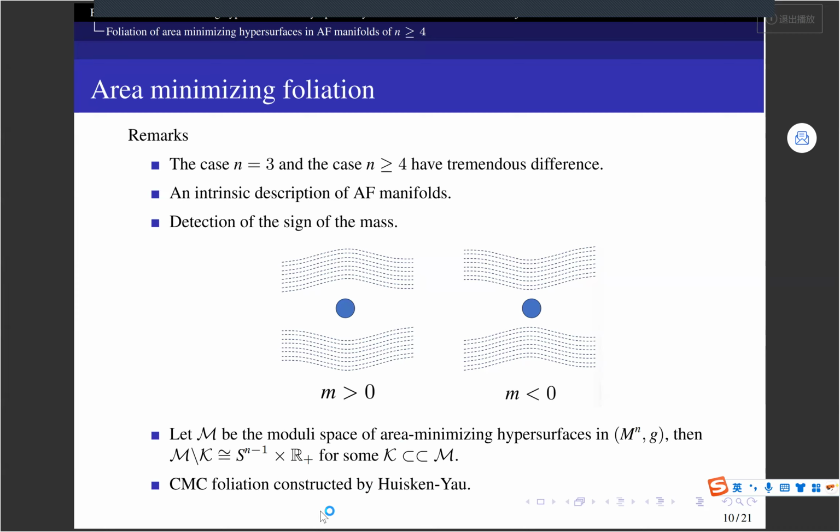And lastly, it may be interesting to compare this foliation with the CMC foliation constructed by Schoen and Yau. However, at the present step, we do not know if there is some necessary connection. The difference is that in our case, the leaf of the foliation is a hyperplane, and in Schoen-Yau's case, their leaf is a CMC sphere. So these are some remarks about the main theorem.